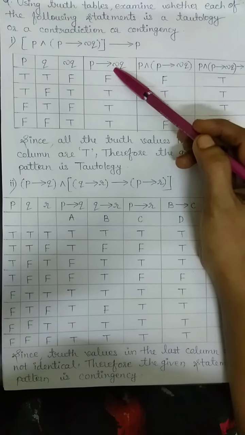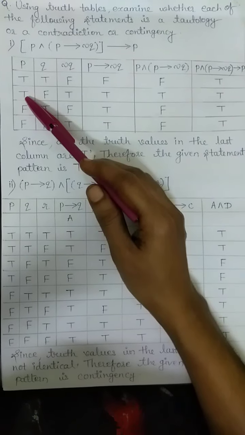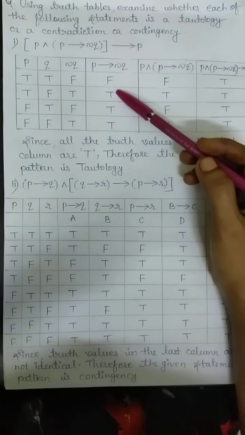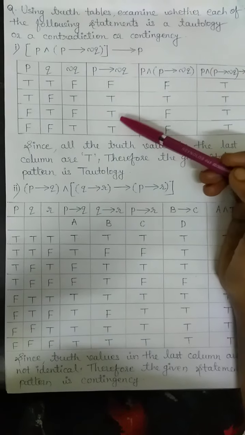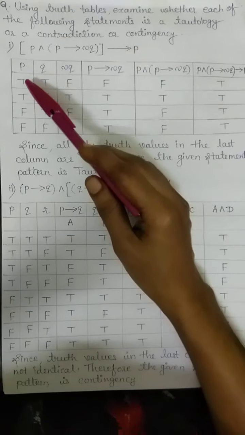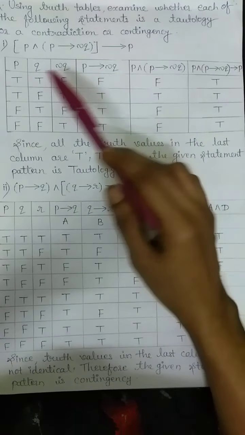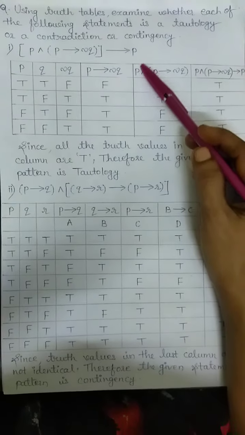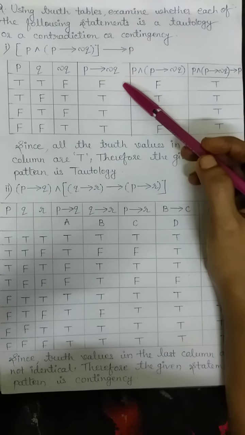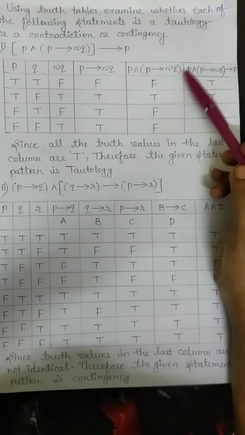Now P implies negation of Q. You know about the implies. If the first statement is true and second is false, then only answer is false, and in remaining all cases answer will be true. Now P and P implies negation of Q. These two columns we will consider, and we remember that concept for and. Out of both the statements any one is false, then answer is false, and in remaining cases answer is true.